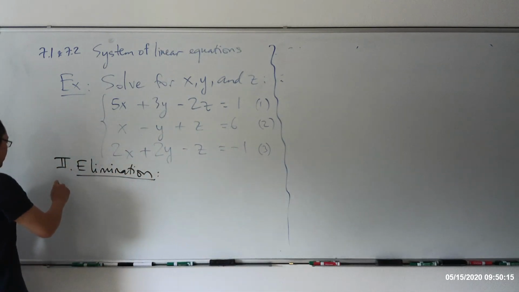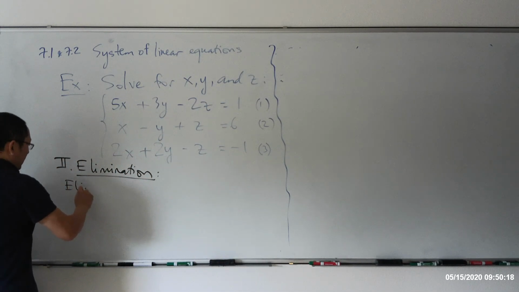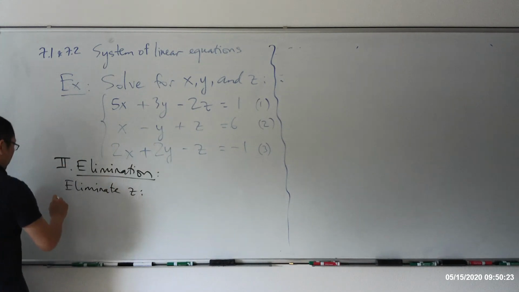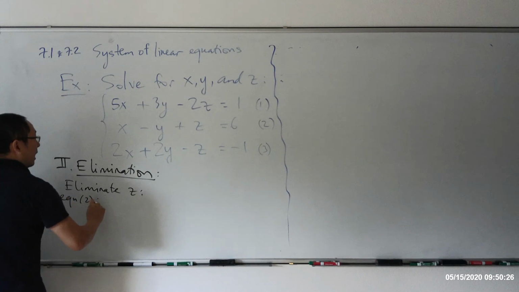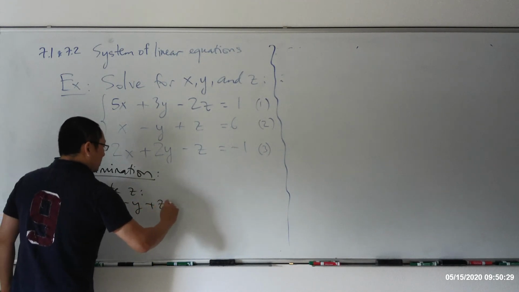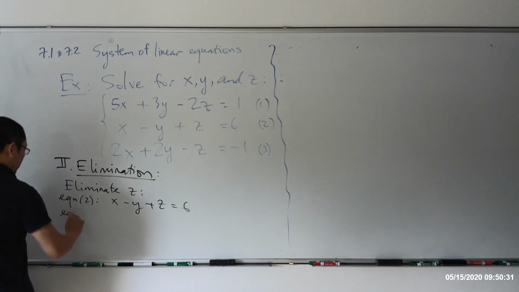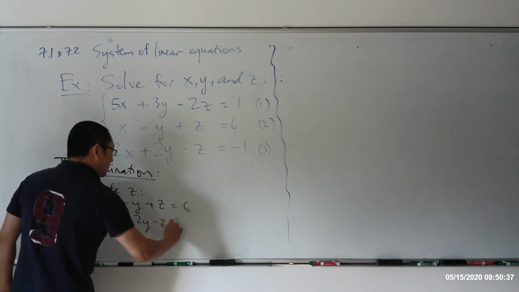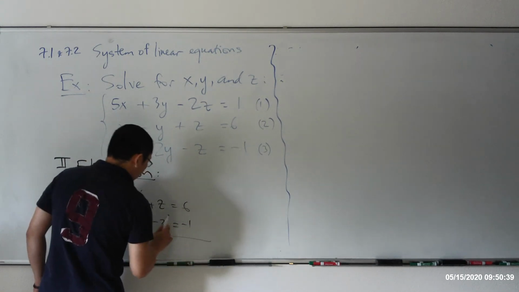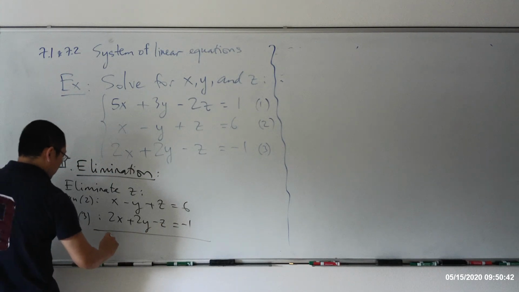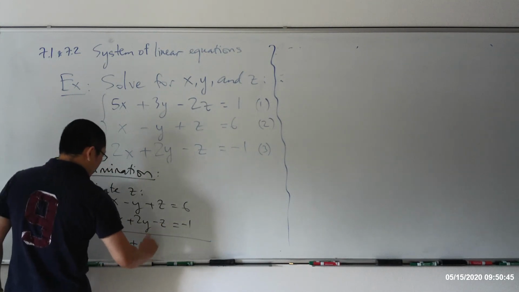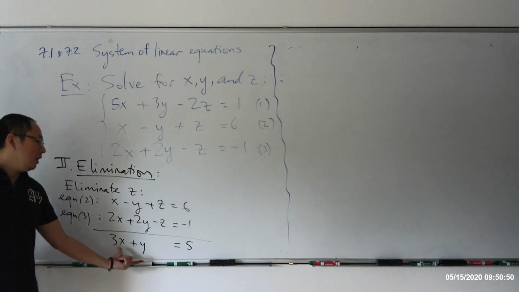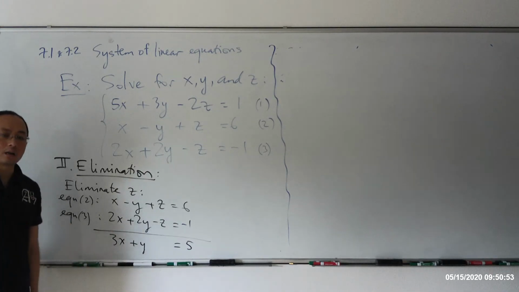Alright, eliminate z. From equation 2, I have x minus y plus z equal to 6. From equation number 3, I have 2x plus 2y minus z equal to -1. All I have to do is add the 2 equations together. I got 3x plus y, z cancels out, equal to 5. You see what happened in here? I have a new equation, just x and y, no more z.